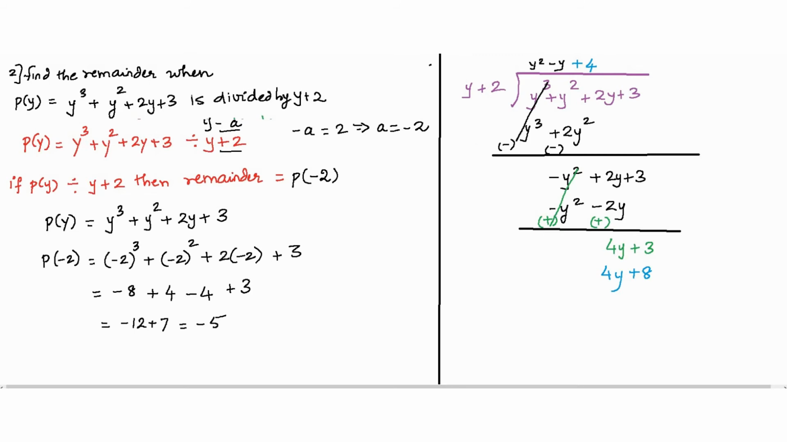So again, when I subtract now, I have to invert the signs of the second row. So the reason why I invert these signs is because I'm actually subtracting, and that is why the signs flip. So 3 minus 8 becomes minus 5. So the remainder is minus 5.